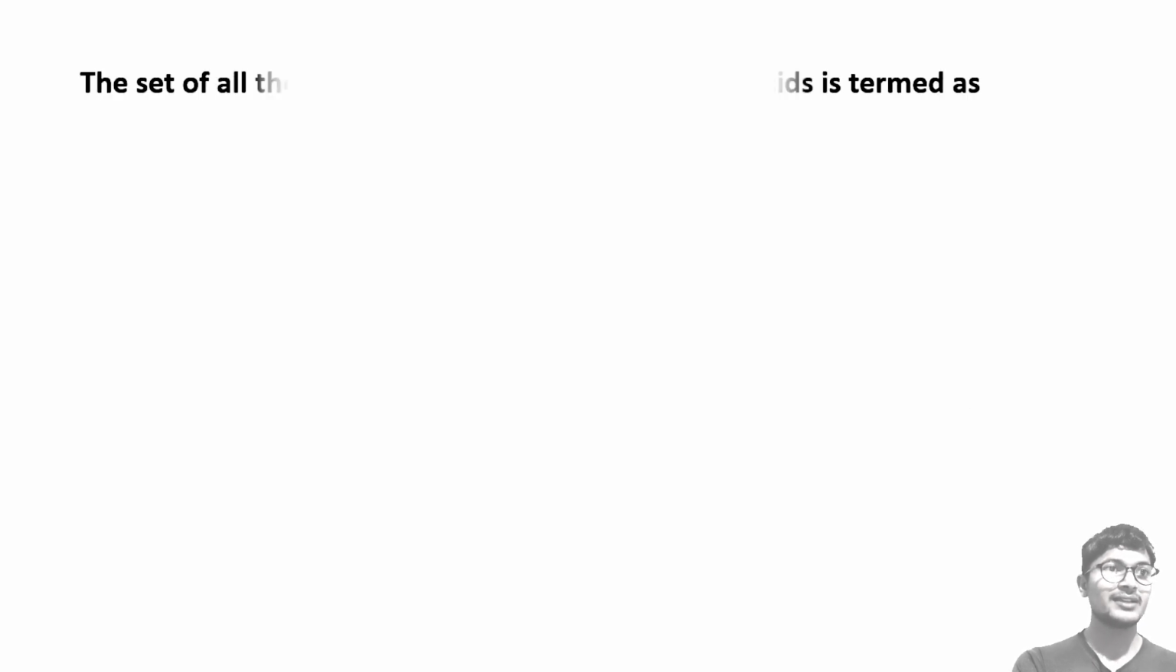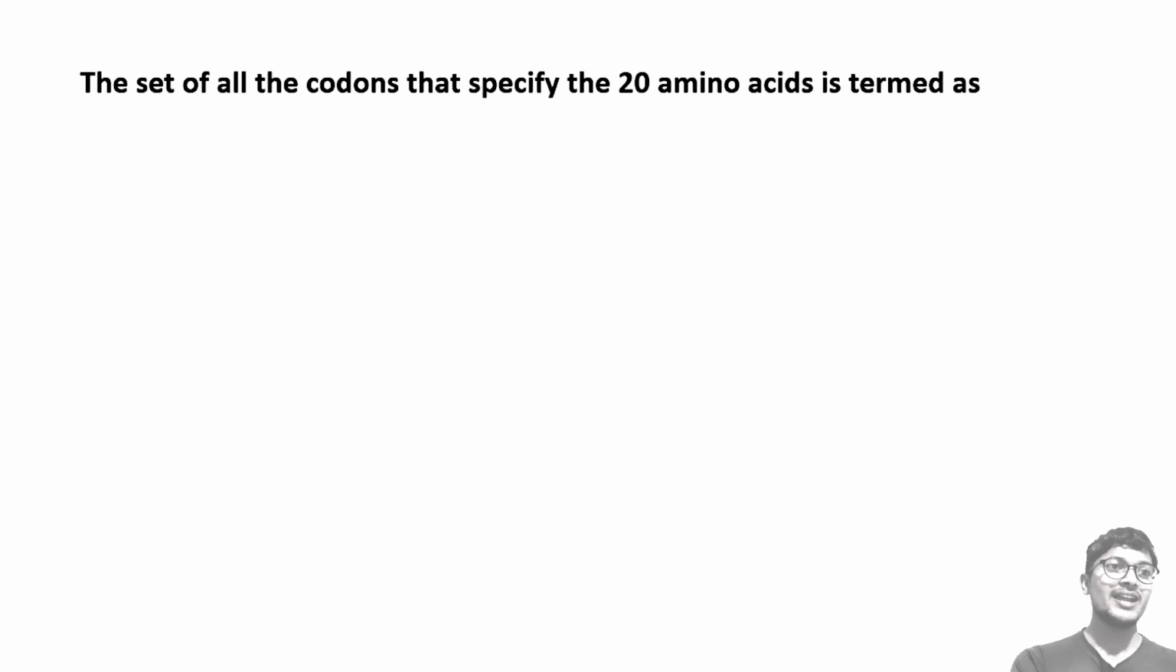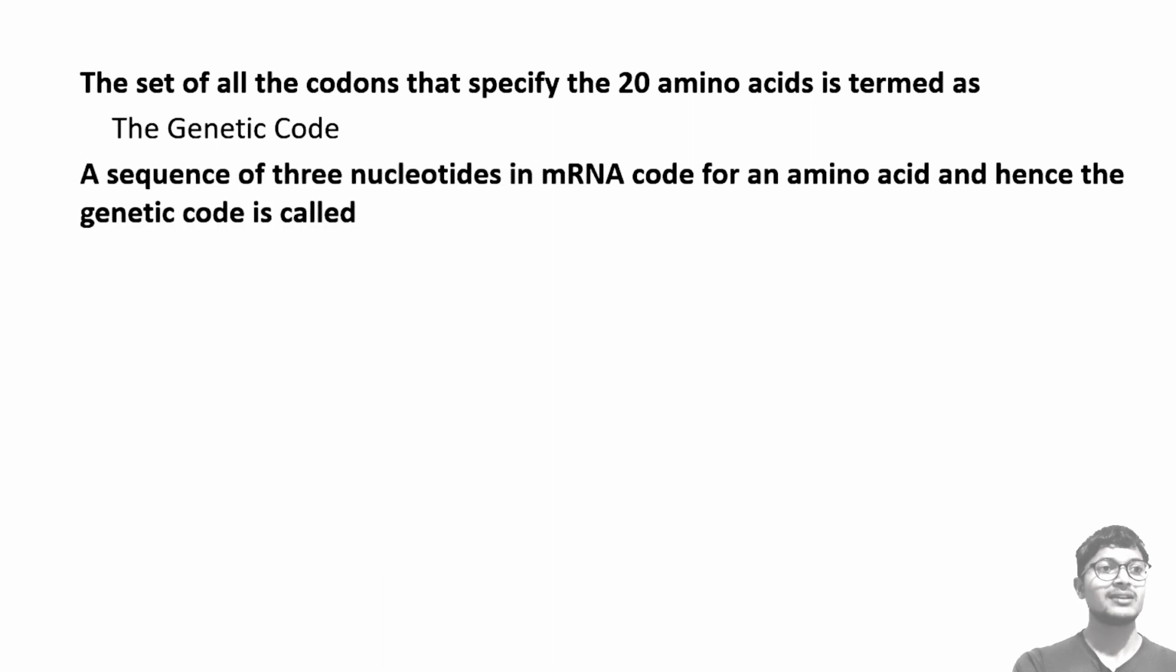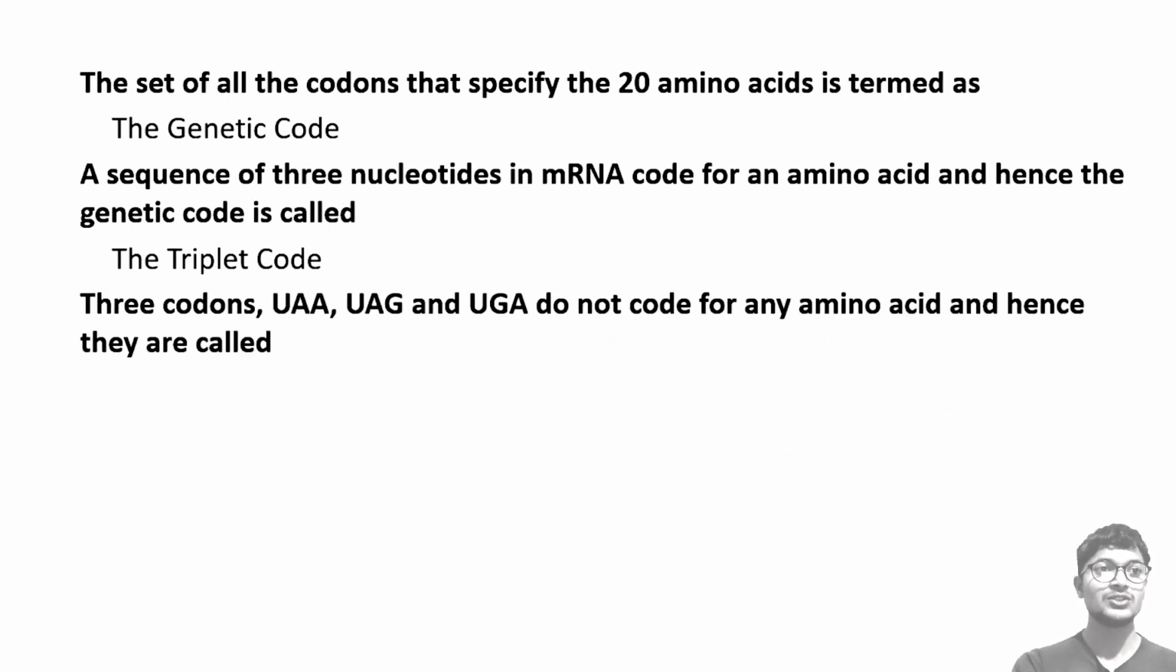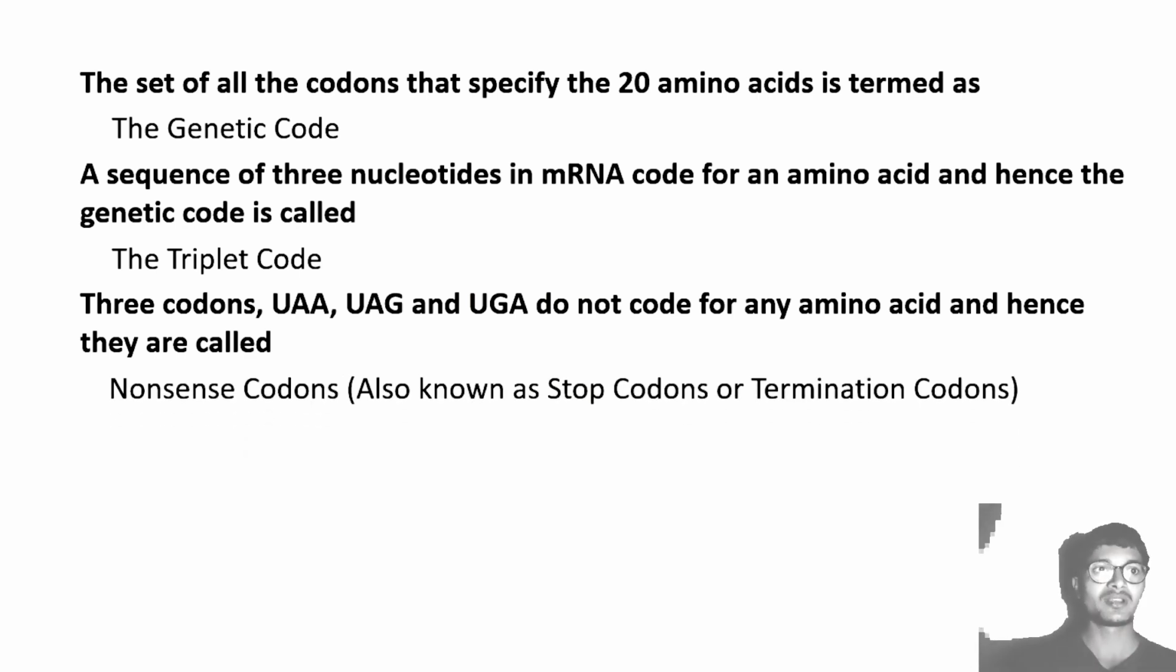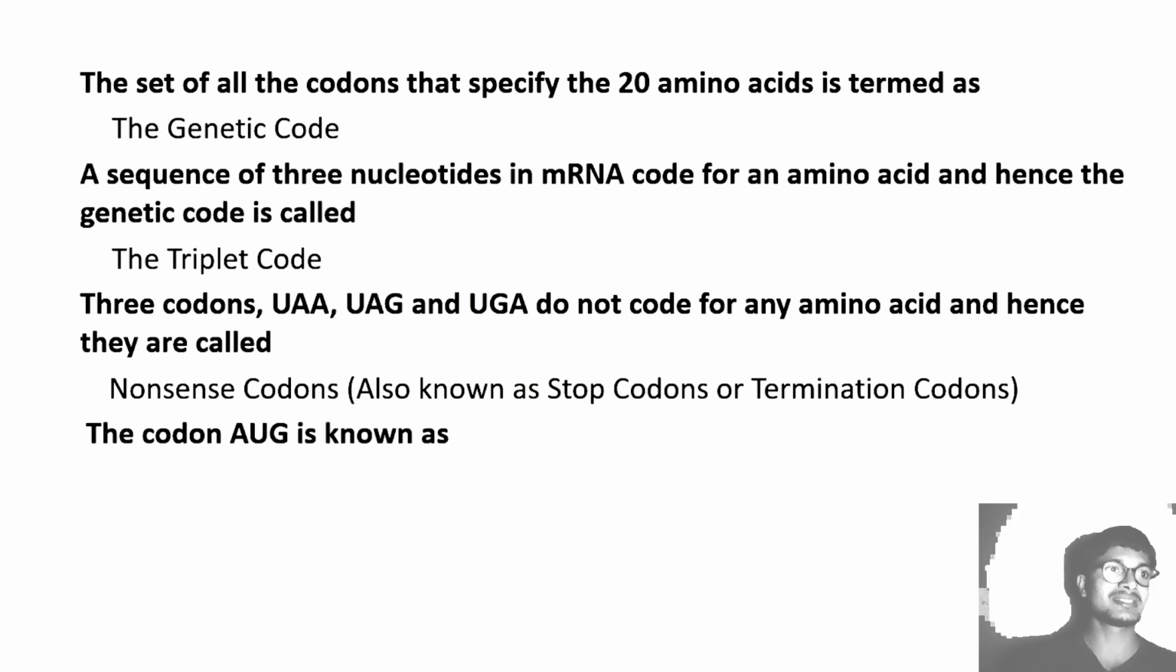Okay, so next slide, and first question is that the set of all the codons that specify the 20 amino acids is termed as? Answer is the genetic code. And next question, a sequence of 3 nucleotides in mRNA codes for an amino acid and hence the genetic code is? Answer is the triplet code. Next question, the 3 codons UAA, UAG and UGA do not code for any amino acid and hence they are called? Answer is nonsense codons, also known as stop codons or termination codons.